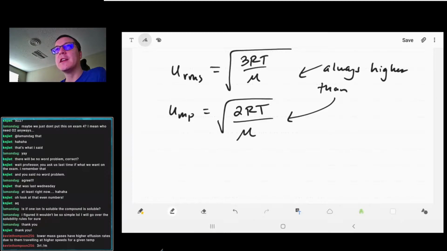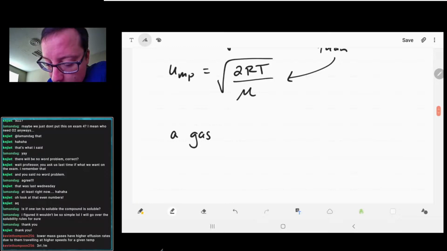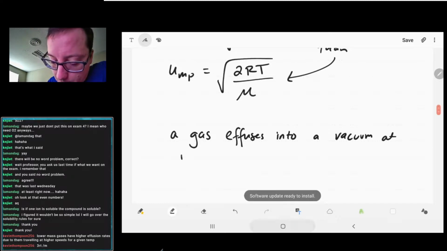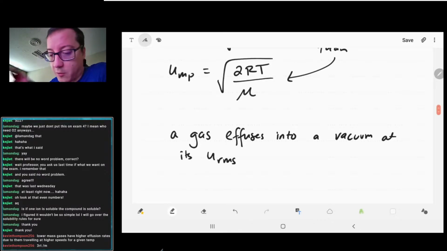Very exciting stuff. And so we saw, I think, last time that we had some gases that were traveling at like 500 meters per second. Totally a normal speed for a gas. But they actually are not typically covering that lateral distance in that amount of time, because gases actually collide all the time with each other. So a gas might effuse into a vacuum, or whatever, at its speed, let's just say.